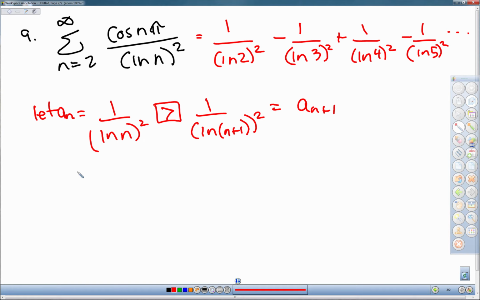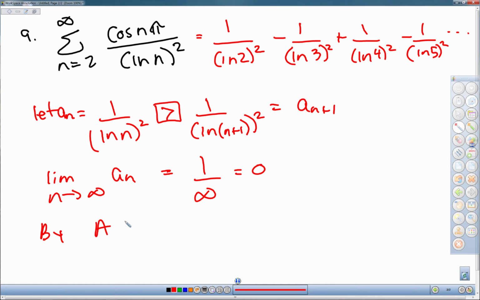And then let's check what happens when we take the limit as n approaches infinity of a sub n. We end up with 1 over essentially infinity, which is 0. And so by the alternating series test, we know that the series is going to at least converge. So now the question is, will it converge absolutely or conditionally?